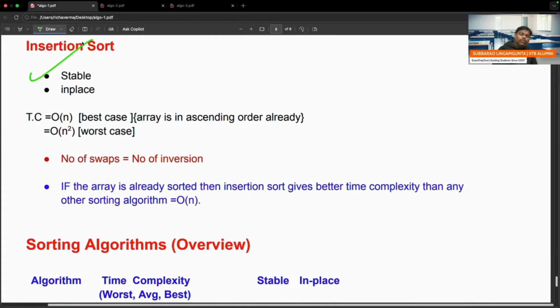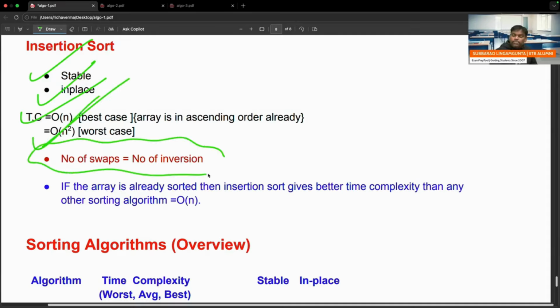Insertion sort is stable. It is in place. Within the array, you will do it. Best case, order of n. Worst case, n square. Average case also n square. Here, the important thing is the number of swaps is equal to the number of inversions. If the array is already sorted, then the insertion sort algorithm will give better time complexity than any other sorting algorithm, that is order of n. If the array is already sorted, you will get the best performance.